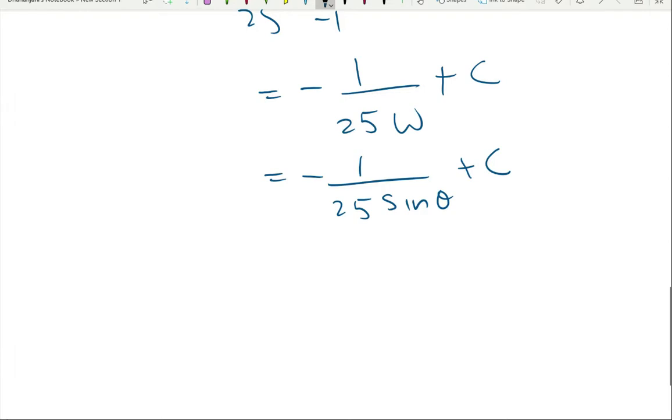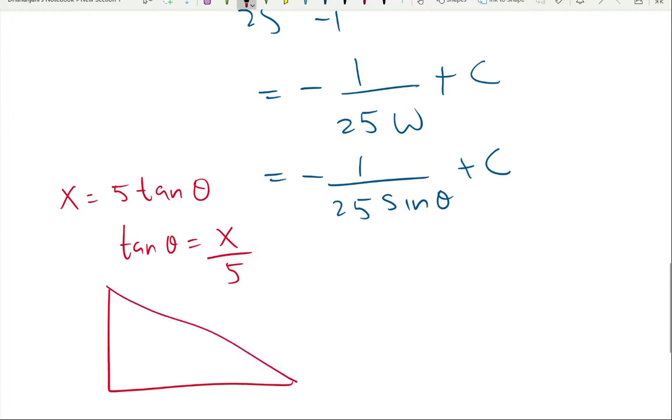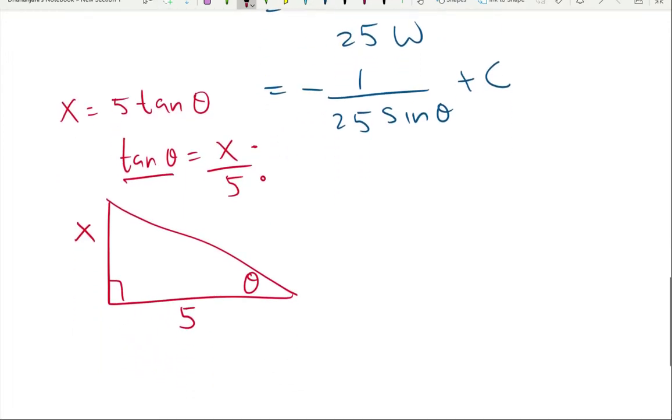To do that, we use the substitute. So x is equal to 5 tangent theta was the substitute in the beginning of the problem. So tangent theta is x over 5. Let's draw a triangle. Here let's mark theta. Tangent theta is opposite over adjacent side. So opposite side length is x. Adjacent side length is 5. So by the Pythagorean theorem, let's call this c.